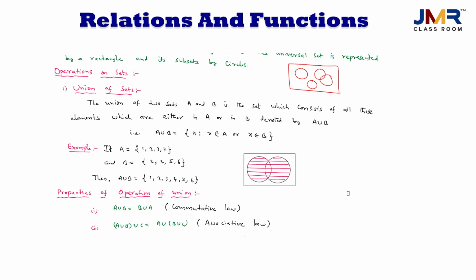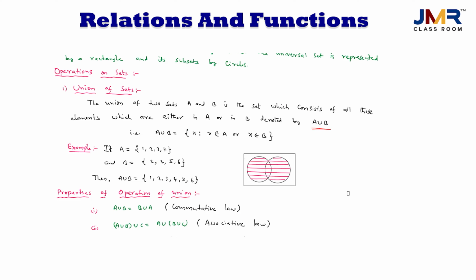Now, operations on sets. What are operations on sets? Union of two sets, intersection of two sets, and so on are called operations on sets. The first one, union of sets. What is meant by union of sets? The union of two sets A and B is the set which consists of all those elements which are present in set A or present in set B. It is denoted by A ∪ B, means A union B.